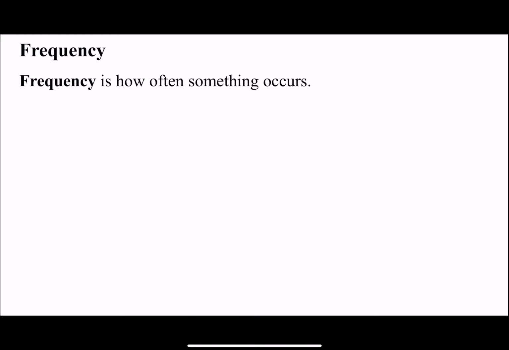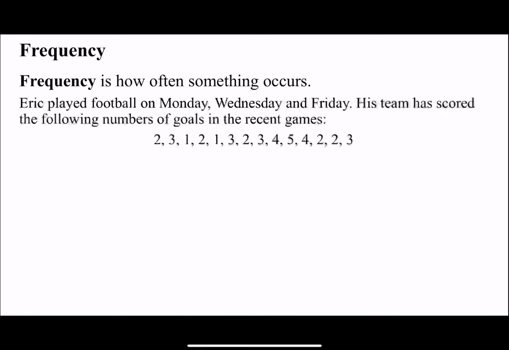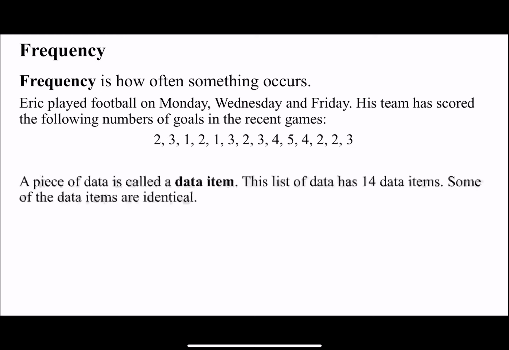So, what is frequency? Frequency is how often something happens. For example, let's say Eric plays football on Monday, Wednesday, and Friday. His team has scored the following numbers of goals in the recent games: 2, 3, 1, 2, 1, so on. Once they score 2 goals, another time 3 goals, then 1 goal, right? A piece of data, we call that a data item. For example, 2 is a data item. Okay, 4 is a data item.